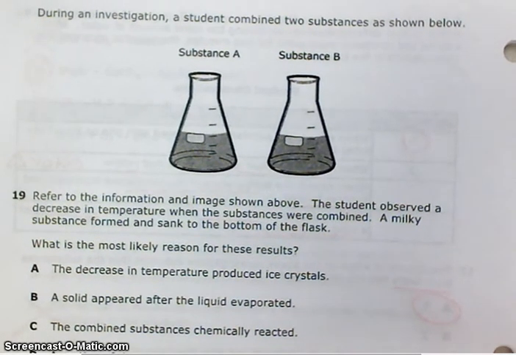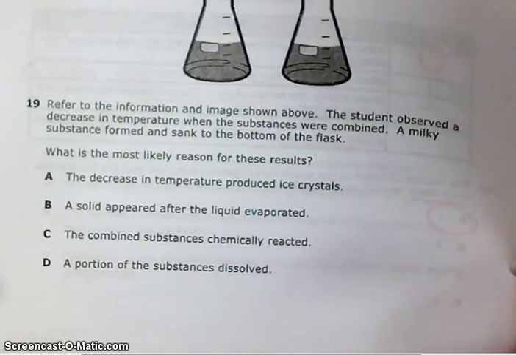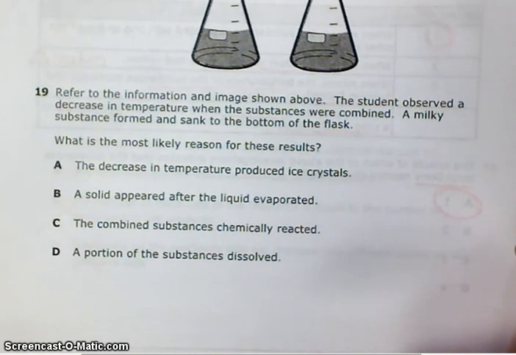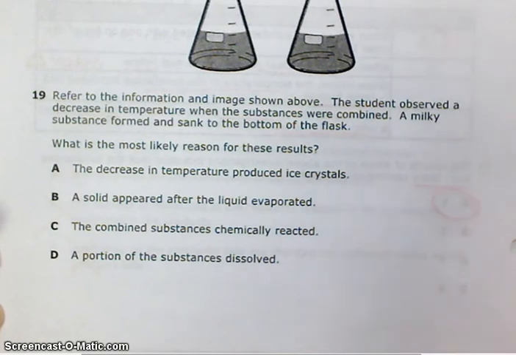All right, last one, number 19. During an investigation, a student combined 2 substances as shown below. Refer to the information and the image shown above. The student observed a decrease in temperature when the substances were combined. A milky substance formed and sank to the bottom of the flask. What was the most likely reason for these results?